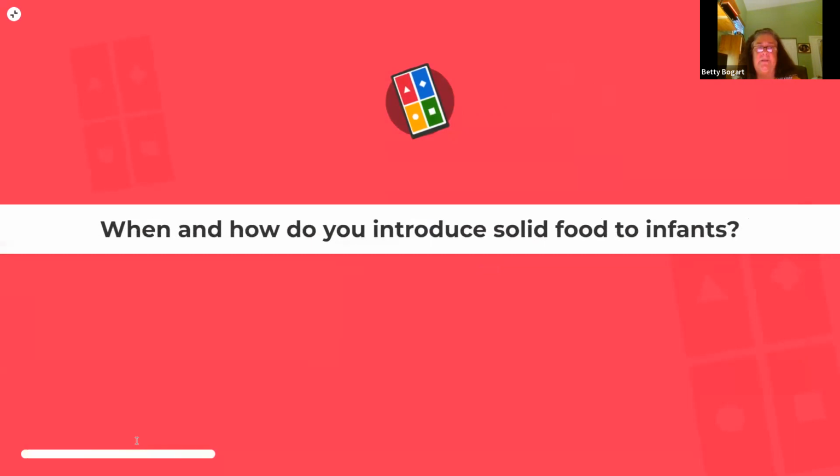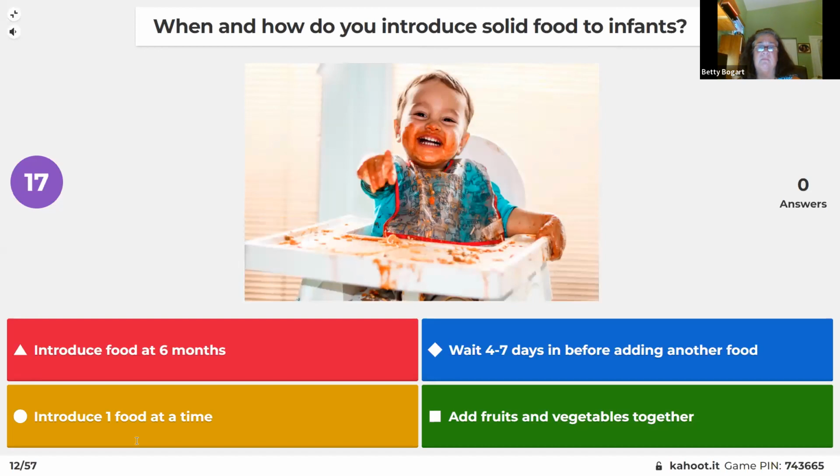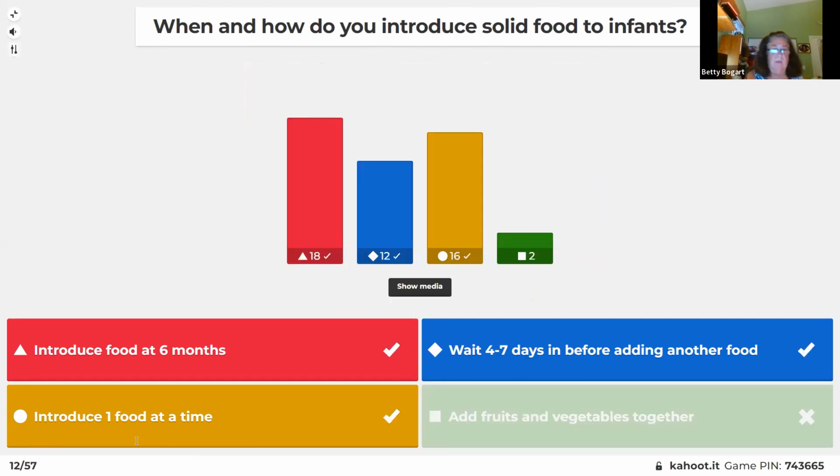A multi-select. When and how do you introduce solid foods to infants? So we're going to start introducing solid foods at 6 months. We are going to do it one at a time, and we're going to wait 4 to 7 days before adding another food. You're never going to put 2 foods together. So 1 food at a time, not together.